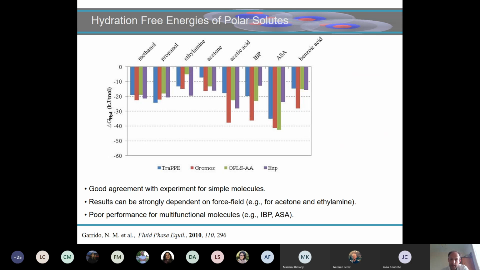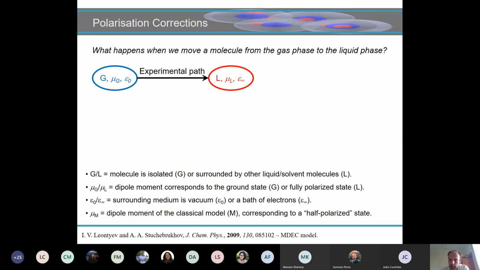In order to break this deadlock, we need to understand what happens to molecules when they move from a gas phase to a condensed phase, in this case a liquid. So the experimental path, which I show here, is when a molecule goes from the gas phase, G, where it's isolated, to the liquid phase, where it's surrounded by other solvent molecules. It could be the same liquid, in which case it's a kind of self-solvation, but it could be a different solvent.